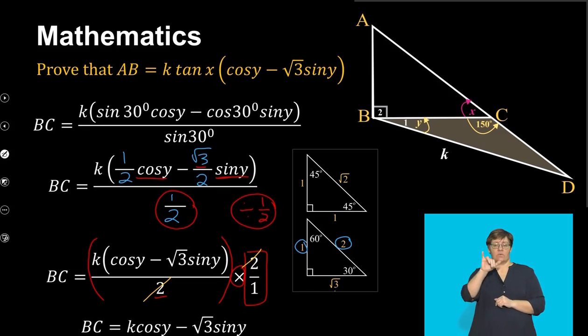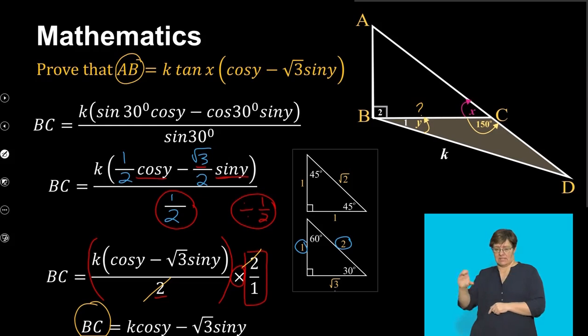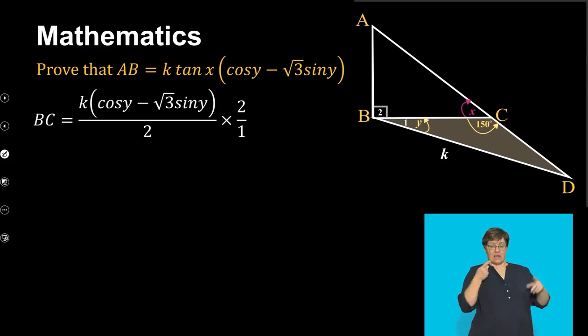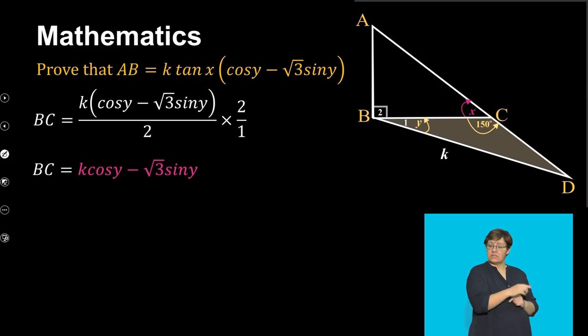So that's what we're left with for BC. BC is equal to k times cos y minus root 3 sine of y. Now remember, what were we trying to prove? We were trying to find AB. But before we find AB, we needed to find this side, and that's what we found now. So we found an expression for BC, and we've got to plonk it back into that original equation we started off with. So we had BC as k times cos y minus root 3 sine y.